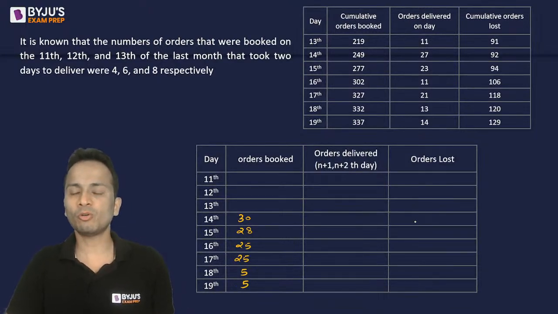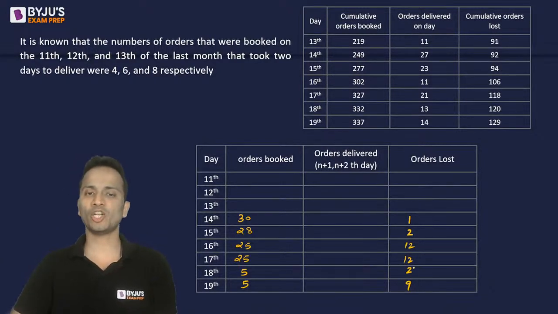Okay. Now let's talk about the number of orders which are lost on every day. So on 14th, the number of orders lost is 1. Then on 15th, it is 2. Then 16th, it is 106 minus 94. That is 12, 12, 2, and 9. So these are the number of orders which are lost.